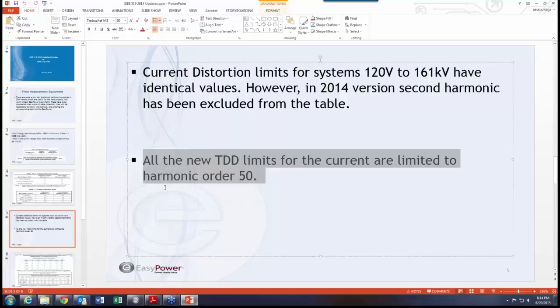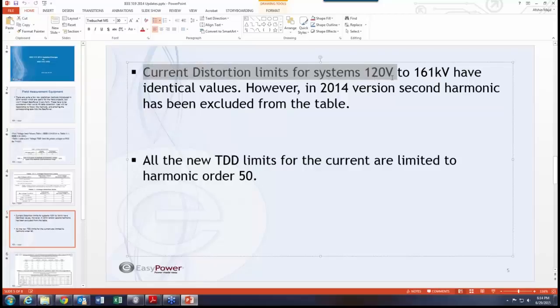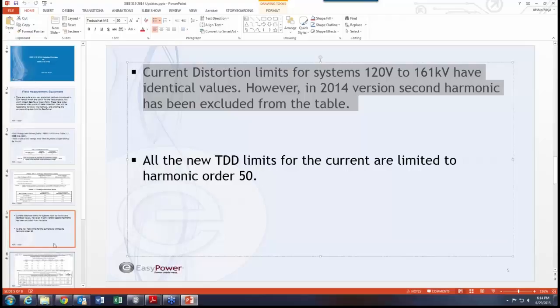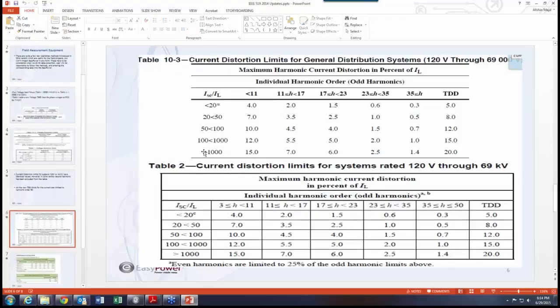Again, the first condition says that the current distortion limits for systems from 120 volt to 161 kV have identical values. However, in the 2014 version, the second harmonic has been excluded from the table. So let's go here. Current distortion limits, table 10-3, obviously the 1992 version. Current distortion limits for general distribution systems, 120 volt to 69 kV. Let's look at the values.